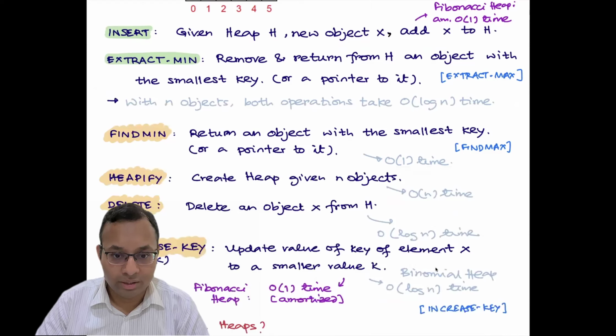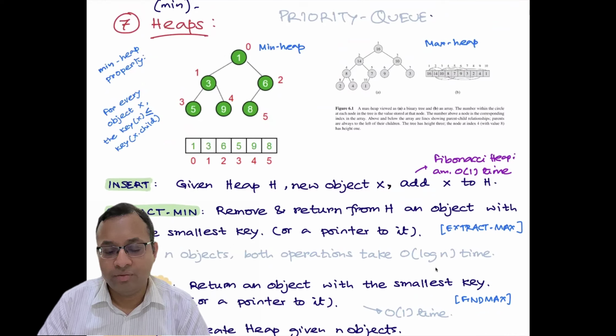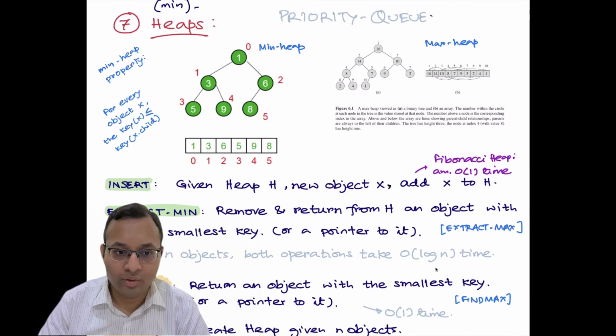So one is insert: given a heap, we want to add a new object. So for example, in this heap, let's say I give you a key of 7. I want to add it. That's the insert operation. And it turns out, if there are n objects, it takes order log n time to do an insert in a heap. And if it's a Fibonacci heap, I'll not talk about the details, you can even do better. You can do it in amortized constant time.